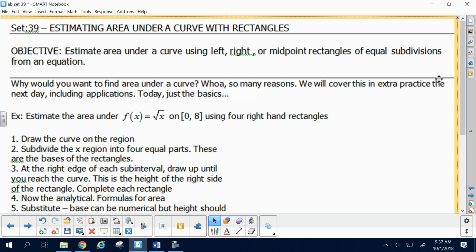Area under the curve. Tomorrow we'll talk about area under the curve. It would be very logical for you to say, who cares? And there is a point. Why would you want to find area under the curve? Why you would want area under the curve actually has tons of meaning. It's half of all calculus, really. And we'll talk about applications tomorrow. Today should go pretty well. Tomorrow we'll go a little deeper.